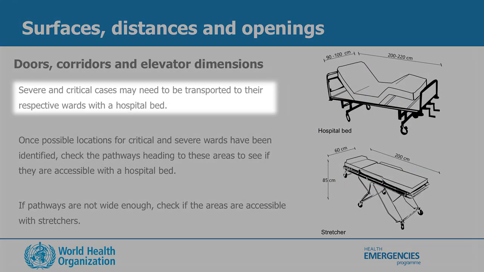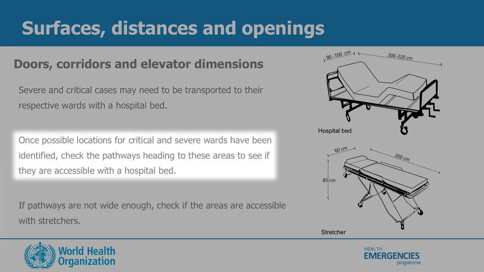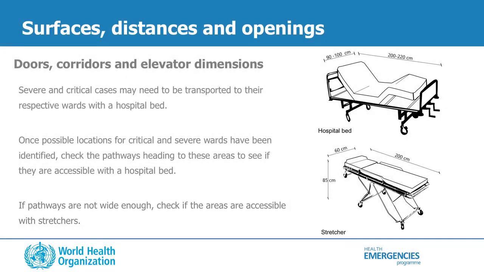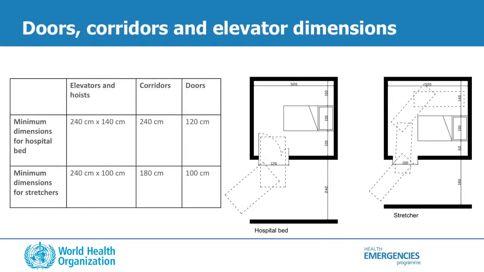Severe and critical cases may need to be transported to their respective ward within hospital beds. Once a possible location for critical and severe wards has been identified, check the pathway heading to this area to see if it is accessible with the hospital beds. If pathways are not wide enough, check if the area is accessible with a stretcher. Here are the minimum dimension requirements for a hospital bed and stretcher. Check if the doors and corridors are wide enough to allow passage.